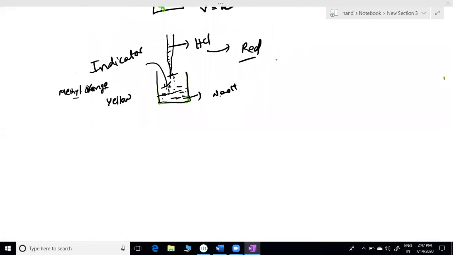What is the role of an indicator? It indicates the end point. It shows a color change at the end point, so only then can we identify that the reaction is completed. Please note down that point. At the end point, the reaction is completed, and different colors are shown by the indicator.